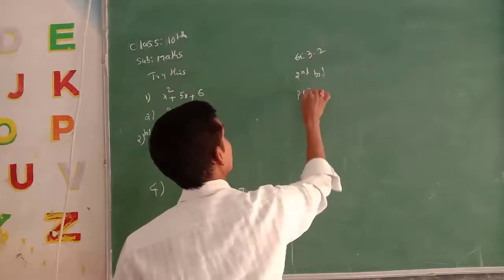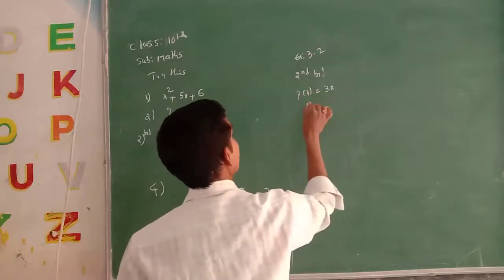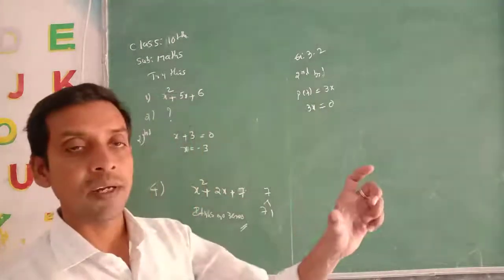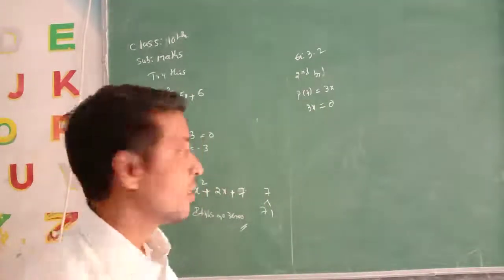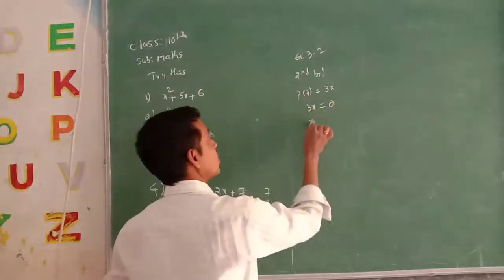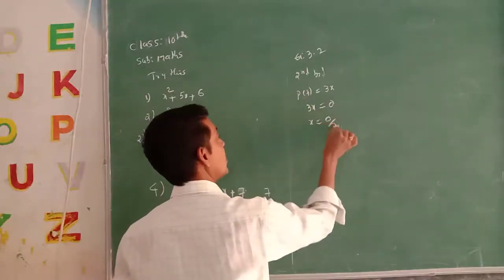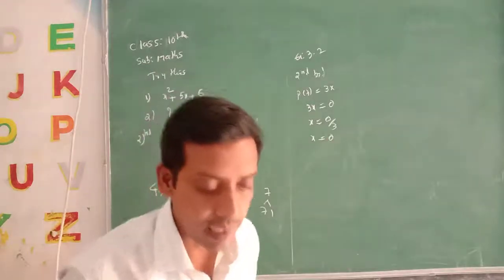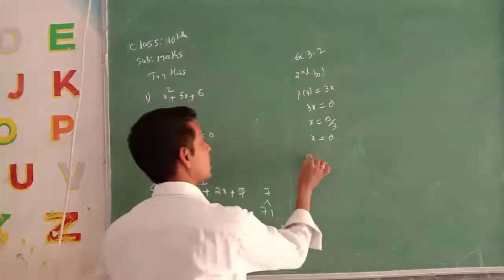First here, p of x is equal to 3x. 3x is equal to what here? 0. So zeros of a polynomial means what? It is equal to 0. So x is equal to 0 by 3, so x is equal to what here? 0 only. Okay? Next, second also, x square plus 5x plus 6.